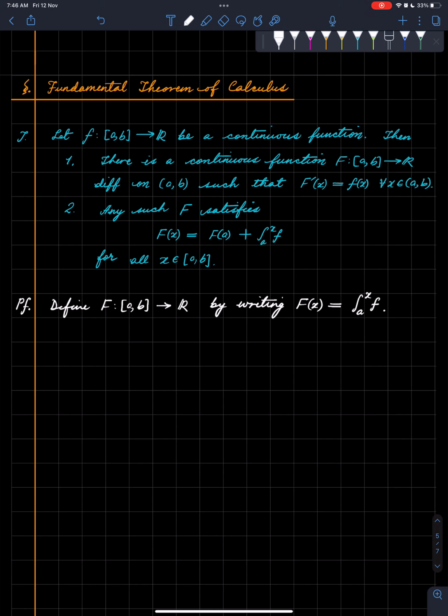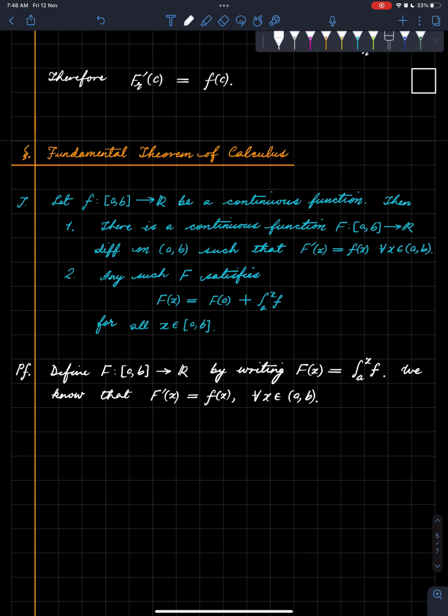We have defined something, and by the previous lemma we know that the derivative of capital F is little f for all x in (a, b). Immediately by the previous lemma. So, well, this shows 1.